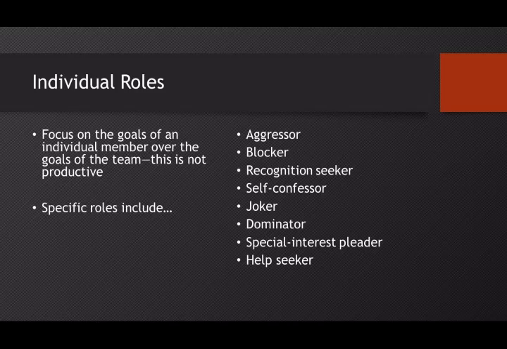Definitely if somebody dominates the situation and doesn't allow other people to have input, but only wants to listen to themselves, that is definitely an individual role. Somebody who is aggressive towards others, basically putting their wants and needs above others and trying to negatively influence or bully others into getting what they want. Somebody who's a recognition seeker is also one who focuses on themselves and wanting to gain their own glory rather than trying to help the group and promote the group as a whole.